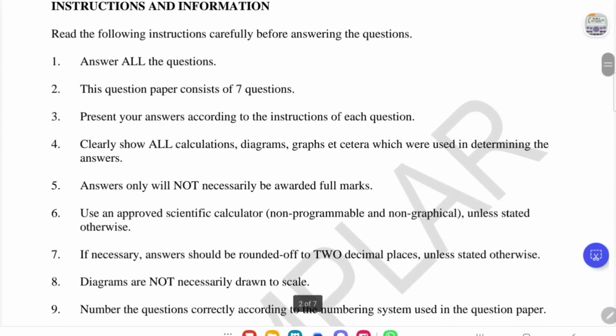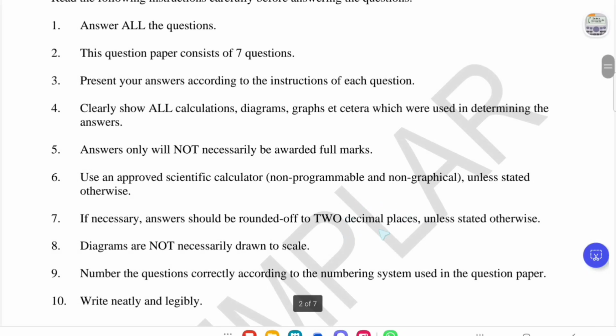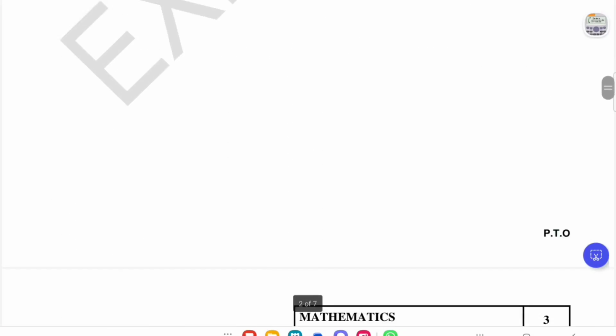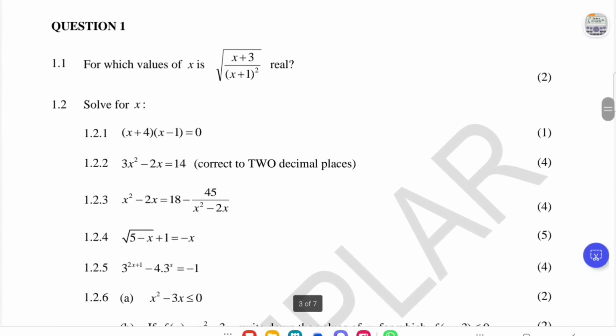Okay, so we see the instructions. Just make sure to round off to 2 decimal places unless stated otherwise. And when we move on to question 1, this is what we have. So let's go ahead and start with question 1, 1.1.